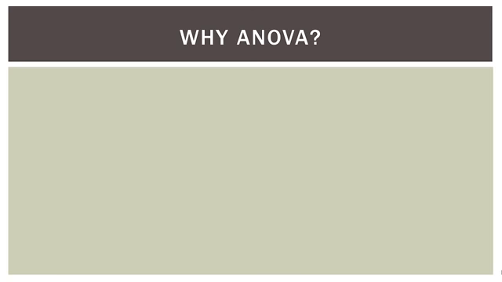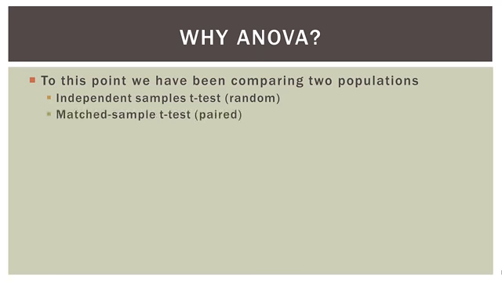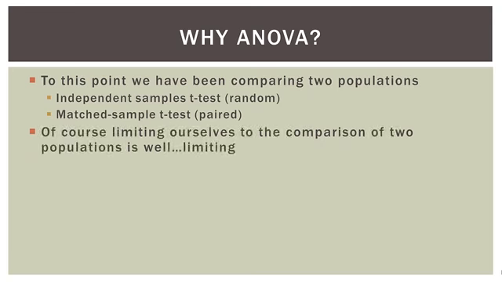So the first and most obvious question is, well, why ANOVA? Up to this point, we have been comparing two populations. So the independent samples t-test, which are two random samples we compare, or the matched sample t-test, where each measurement is maybe the same person or the same machine, something like that. But of course, limiting ourselves to the comparison of two populations is, well, limiting.